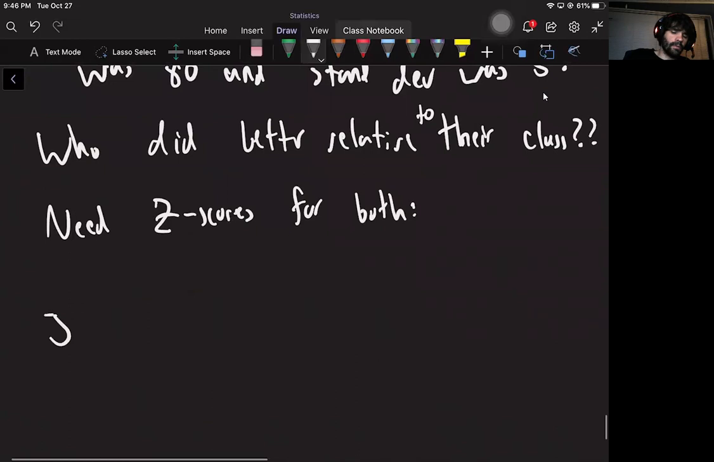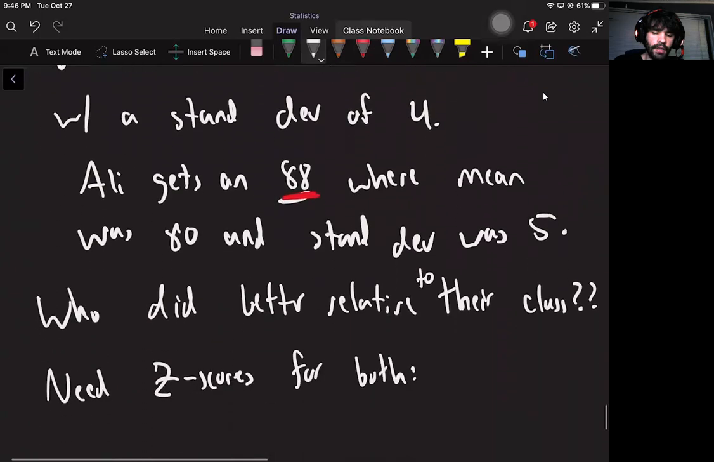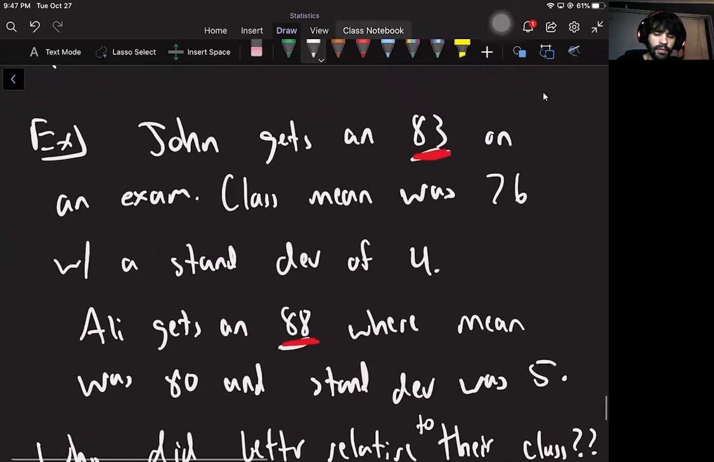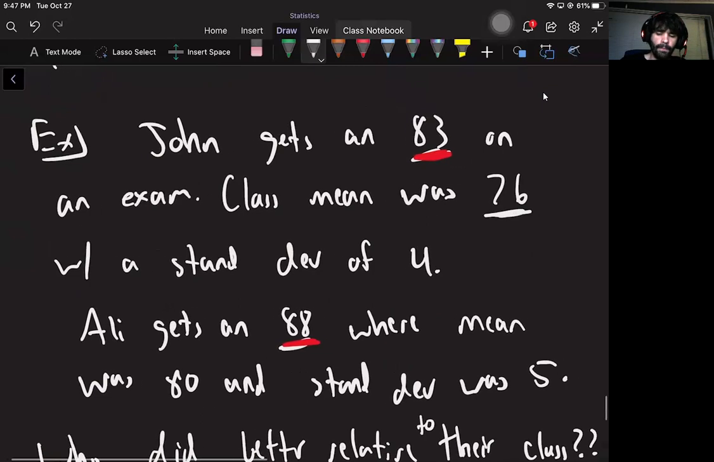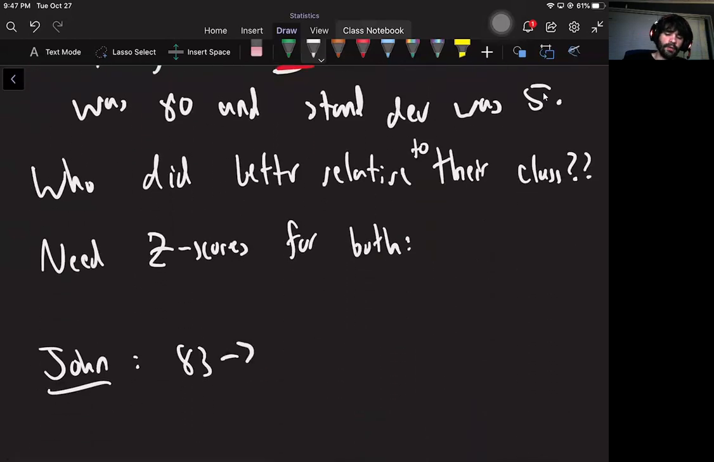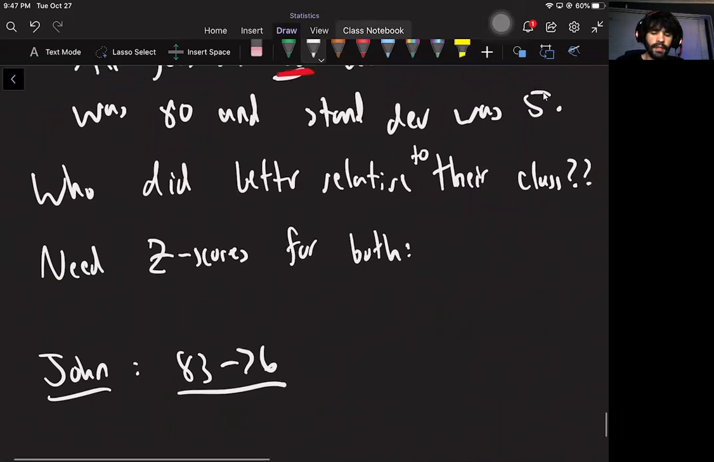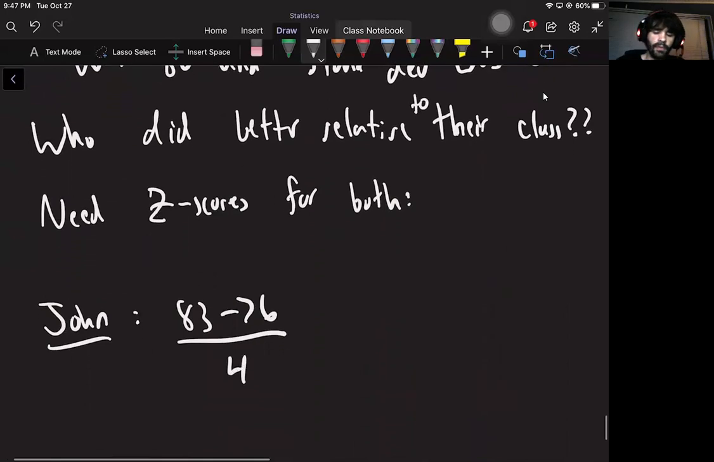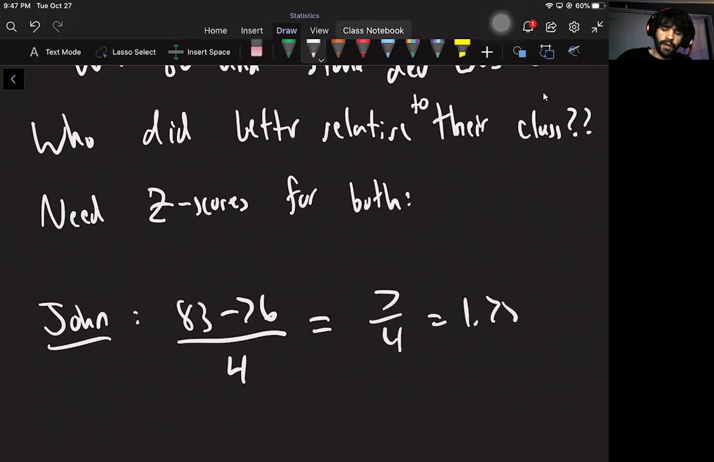So John's z-score would be what? Well, John got an 83, so that is his data point, 83. And what I'm asking is, how much better did he do than his classmates? So I have to look at 83 minus 76 to see how far above the average he was. But then I'm going to divide that by the standard deviation to see how much better his position was relative to how spread out the data is. Okay, so that z-score it's going to turn out to be, so it's a 7 over 4, 1.75.